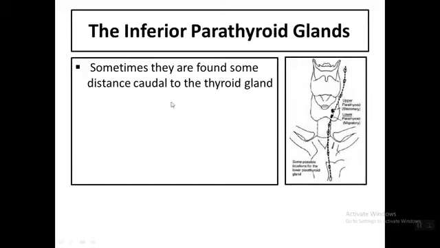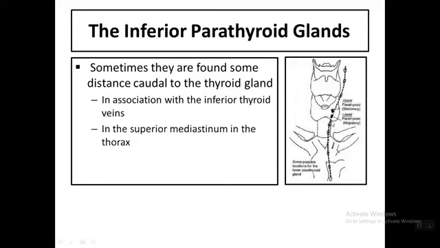Sometimes they are found some distance caudal, more inferior to the thyroid gland, in association with the inferior thyroid veins in the upper mediastinum. So we will find them in the thorax near the thymus.